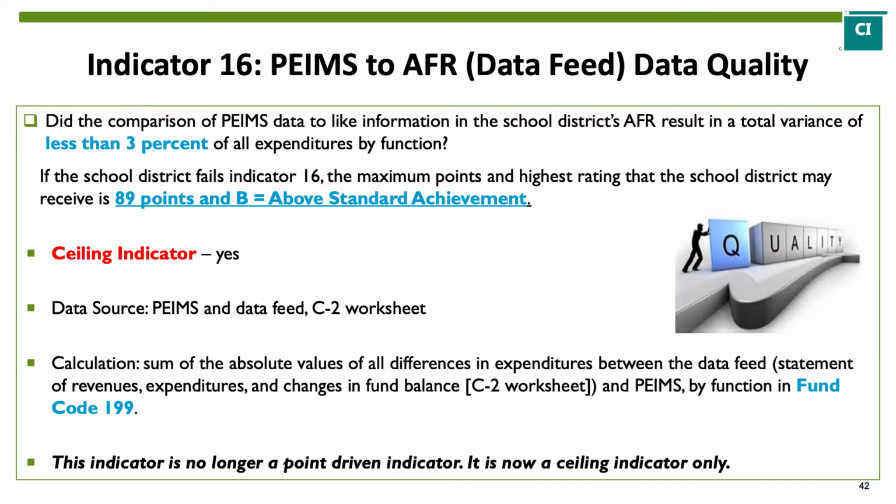16 is your PEAMS to AFR comparison. The thing that changed about this indicator is that it is no longer point driven. It is a ceiling indicator only. When we say PEAMS to AFR, we are comparing your PEAMS to your data feed. We're not comparing your PEAMS to that PDF. It's your PEAMS to the data feed that you submit. And I can tell you districts mess up on that data feed. Do not do that because that will cost you points.